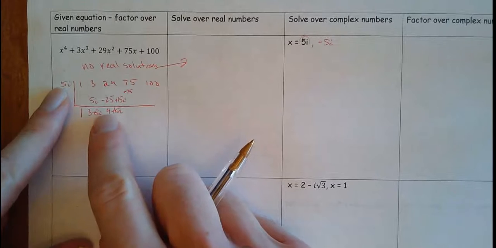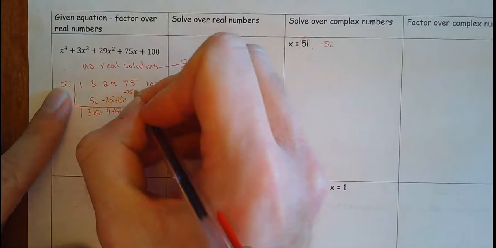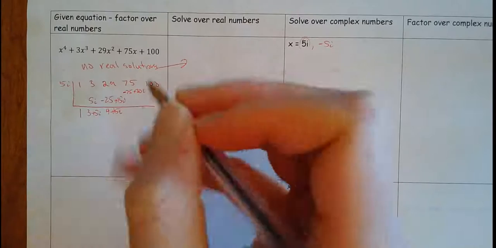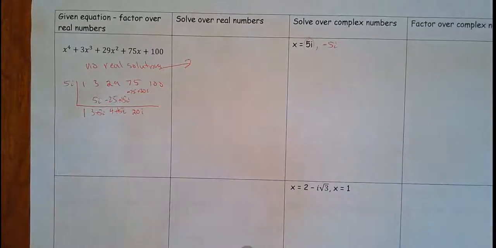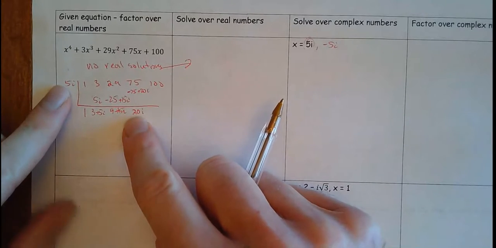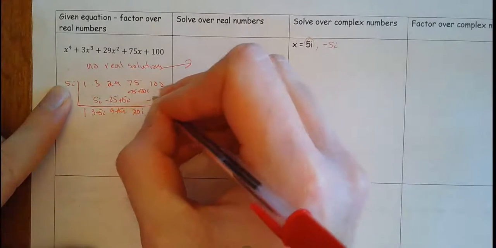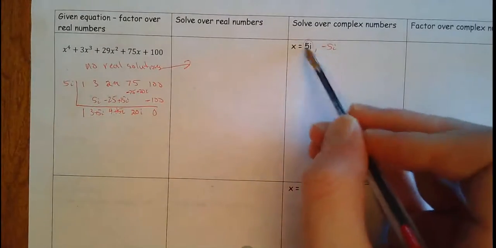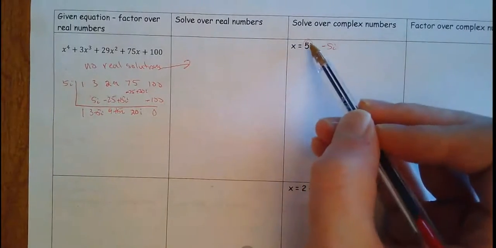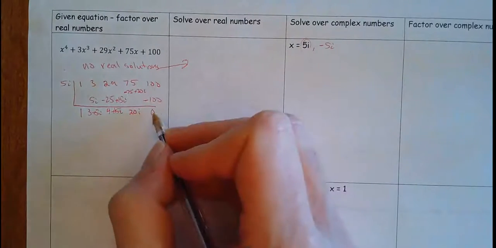And then if I take the 4 times 5i, it'd be 20i. Add straight down. Notice the 75 and the negative 75 are gone. I just got 20i. And then 20i times 5i would be 100i squared, or negative 100. Add straight down and get 0. That's important, because if that wasn't 0, that means they lied to me. They told me 5i was one of the solutions.